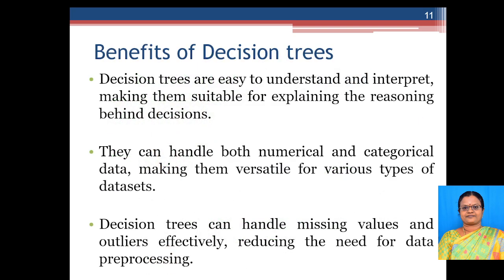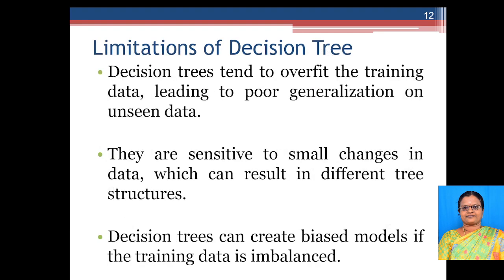So what is the benefit? It is easy to understand and interpret. They can handle both numerical and categorical data, and they handle missing values and outliers also. Whereas some limitations are there. The first one is overfitting. Overfitting occurs in decision trees, and they are very sensitive to small changes in the data, and they can create a biased model. It suffers with the bias trade-off.